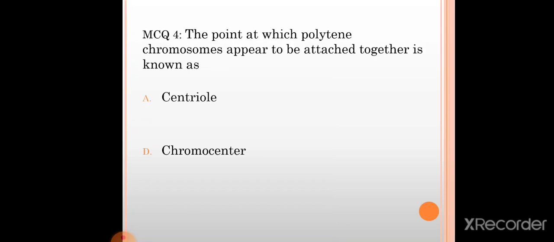Then the fourth one: the point at which polytene chromosomes appear to be attached together is known as a centriole, a chromocenter, a centromere, or a chromomere. What's the right answer? It is a chromomere.